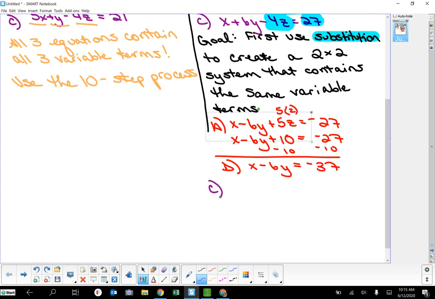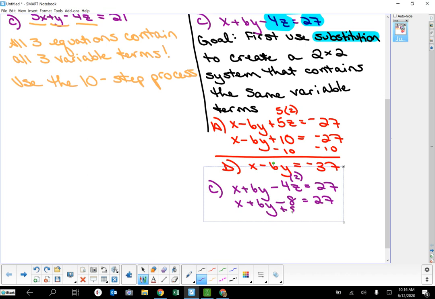Purple. C is x plus 6y minus 4z equals positive 27. Well, we know the z is 2. So this is x plus 6y minus 8 equals 27. I'm going to add the 8 and add the 8. And I have x plus 6y equals 27 and 8 is 35. And this becomes equation E.